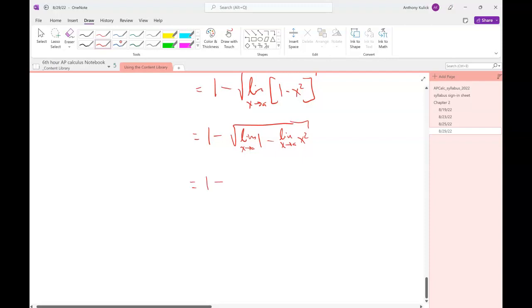So it's going to be 1 minus square root. Limit as x approaches a of 1 was 1. The limit as x approaches a of x squared is a squared. Everybody still good? And what is this equal to? It's just f of a, my dudes. Right? If you go back and look at f of x, if I plugged a in, right on, Mr. K. We're done.